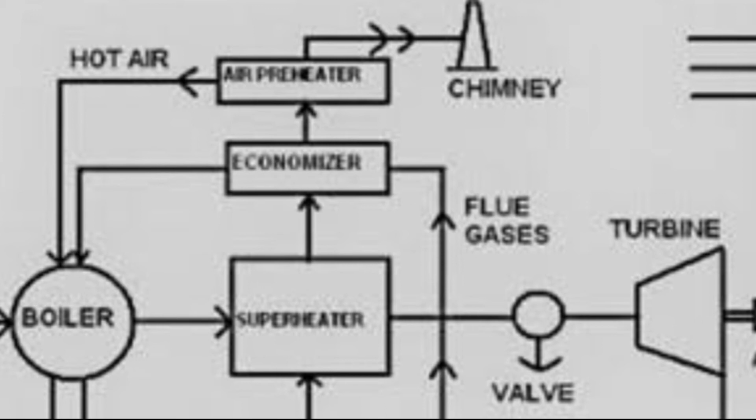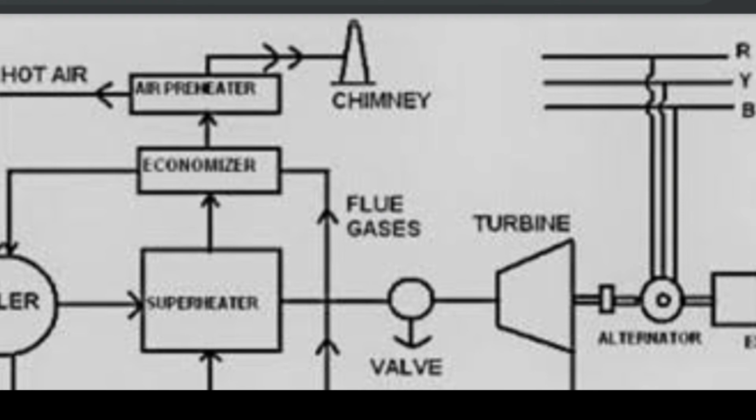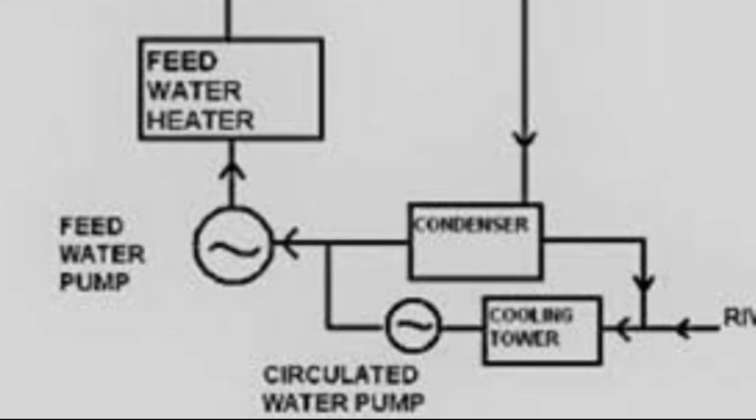Next, steam turbine. The dry and superheated steam from the superheater is fed to the steam turbine through main valve. The heat energy of steam when passing over the blades of turbine is converted into mechanical energy. After giving heat energy to the turbine, the steam is exhausted to the condenser, which condenses the exhausted steam by means of cold water circulation. This is about steam turbine.